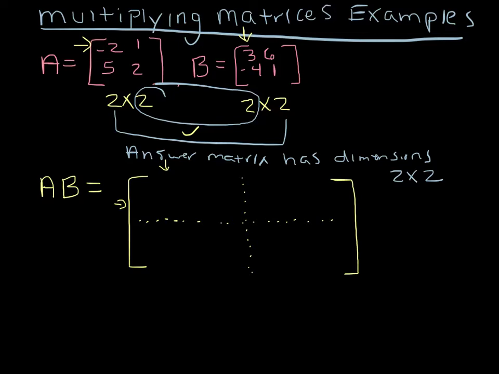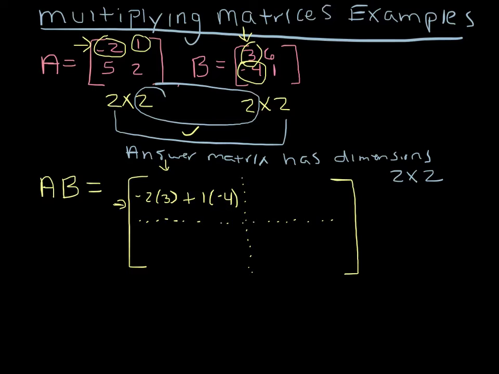So here's how it works. And think back to the example we did, the Easter basket example. I do negative 2 times 3, and then I add that to 1 times negative 4. So I multiplied row 1 of matrix A by column 1 of matrix B, and it produced the answer to row 1, column 1 of AB.